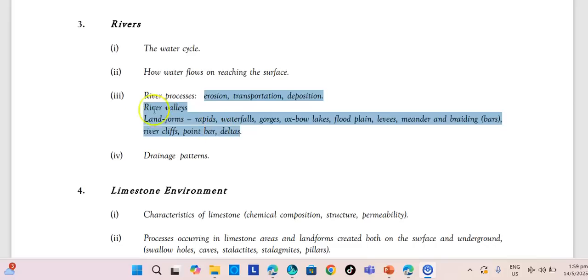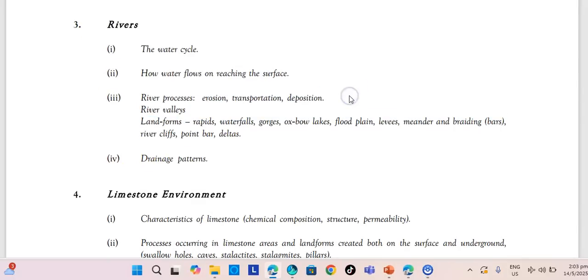All right, so those are the landforms. At least study two or three, guys. So if you get a question asking you about landforms, you should be able to list at least three of these and explain what they are. Now we're going to look at drainage patterns. Guys, so what is a drainage pattern?